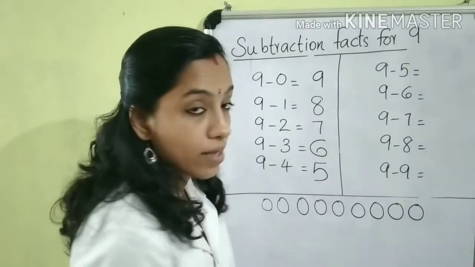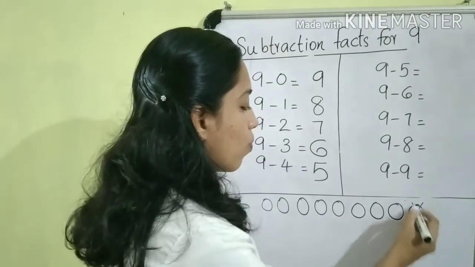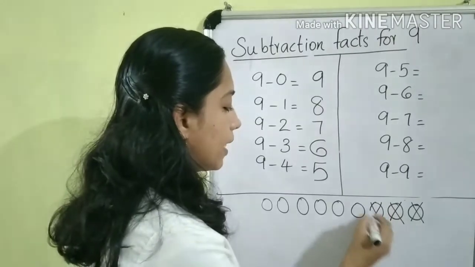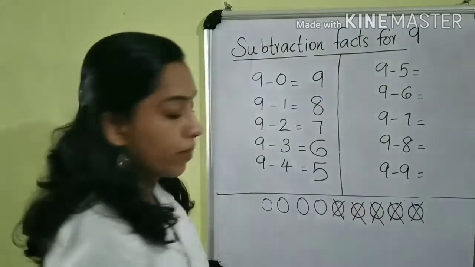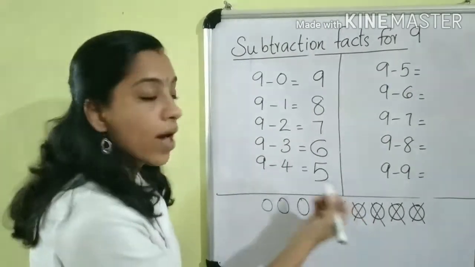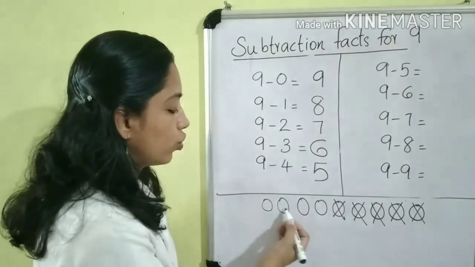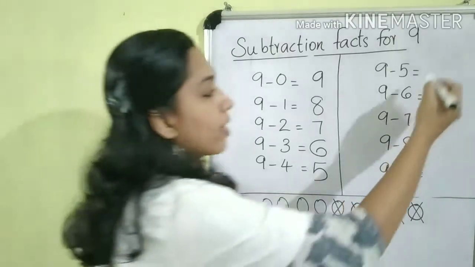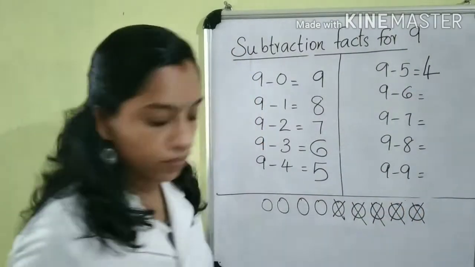So here we can cross out 5 circles. 1, 2, 3, 4, 5. Then count the number of remaining circles. 1, 2, 3, 4. So we can write here 4.